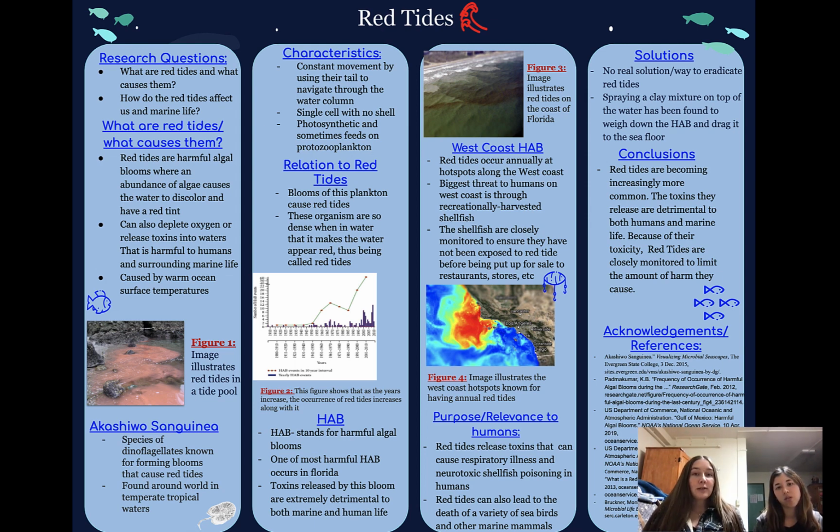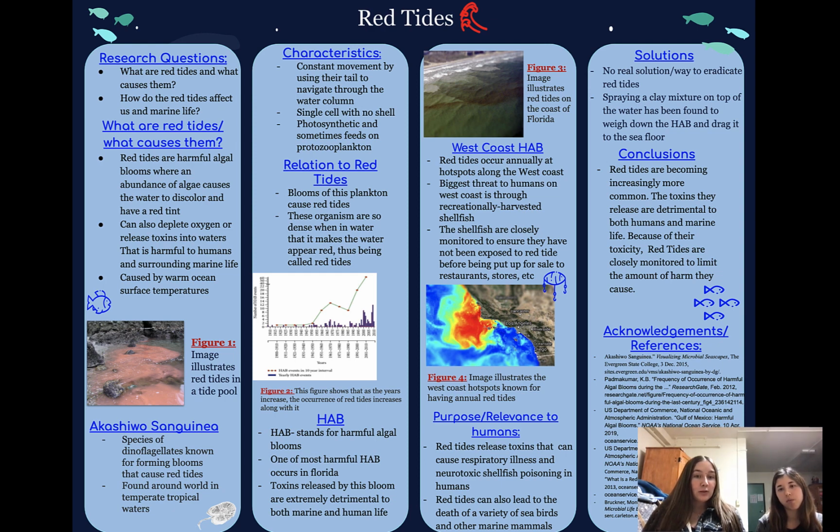Some characteristics of this organism are that it is constantly moving using its tail, and it does this in order to navigate through the water column. These are single cells with no shell, and they are photosynthetic and sometimes feed on protozooplankton and have been classified as a plankton themselves. So the relation to the red tides is basically that these planktons are what cause the red tides. The organism itself is so dense that when there's a large amount of them grouped together, it causes the whole phenomenon of the red tides.